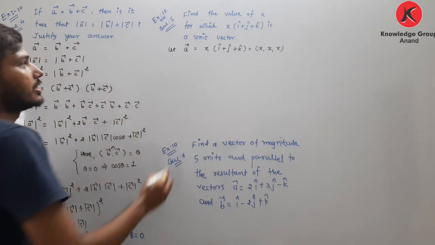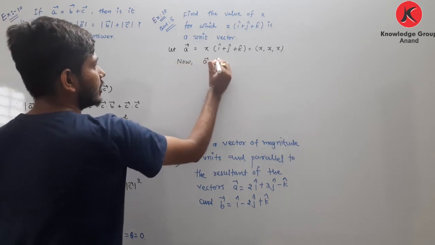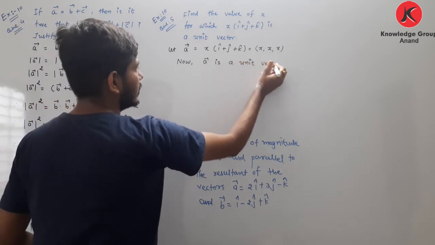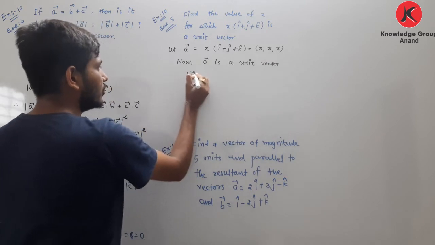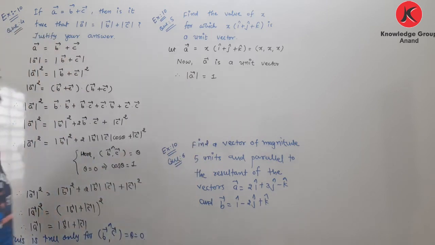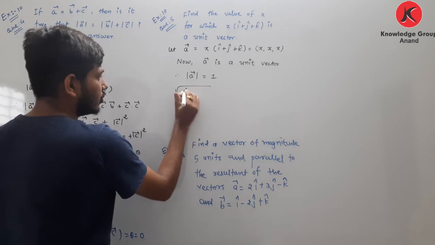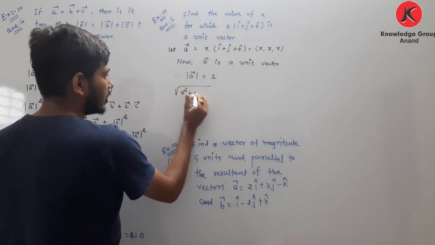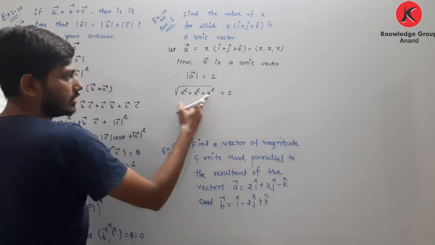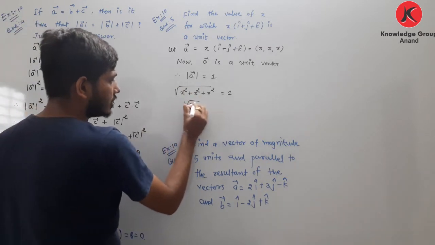Okay. Now it is given that vector A is a unit vector. Therefore, the magnitude of vector A equals 1. Now, what is the magnitude of vector A? Magnitude of vector A means the square root of x coordinate square plus y coordinate square plus z coordinate square equals 1. This equals the square root of 3x square, which equals 1.